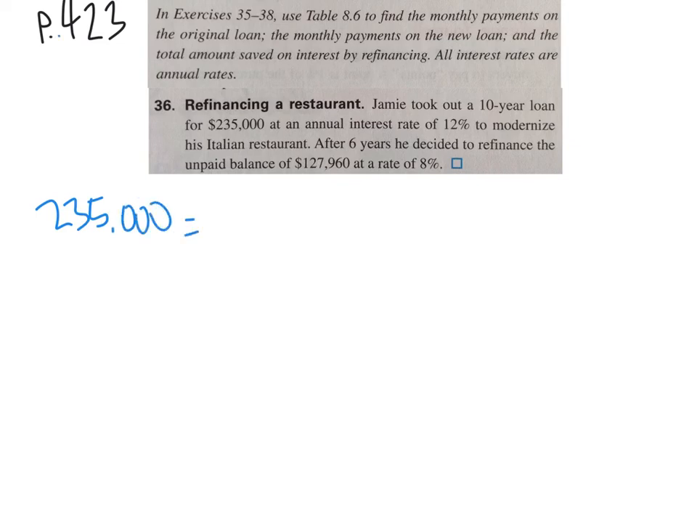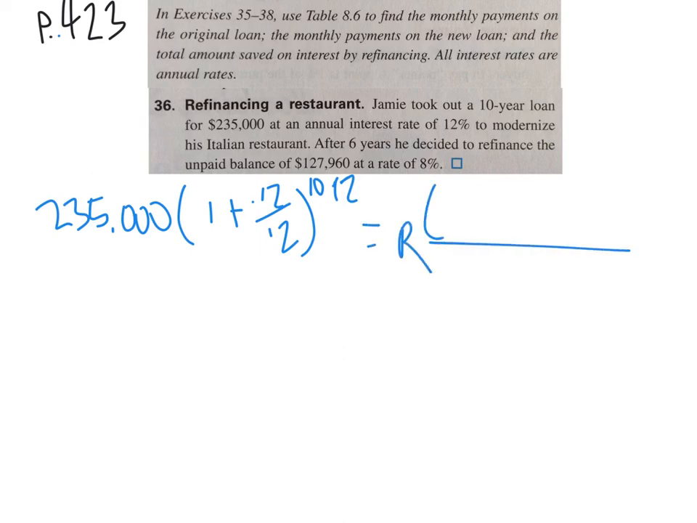Oops, not equals. It's times 1 plus R over M, so that will be 12.12 over 12. This is for the original loan. It's a 10-year loan, so 10 times 12 is obviously 120. And on the other side, capital R is what we're after: 1 plus R over M to the 120 minus 1. So this is what I want to see on your paper, essentially, for work.